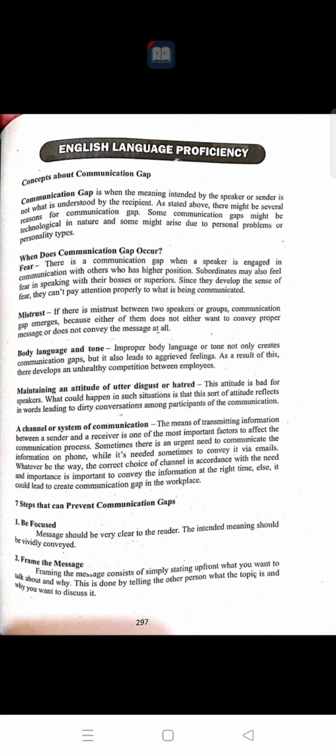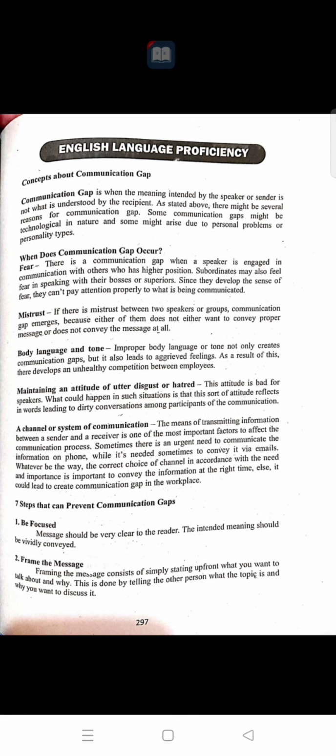So, whenever you're speaking to someone or listening to anyone talking, you have to be focused. Message should be very clear to the reader. The intended meaning should be vividly conveyed. So when we say vividly conveyed, that means it's clearly conveyed. So when we say be focused, it's actually asking for your attention. So you give attention to the one speaking, especially if you are the direct receiver of the information.